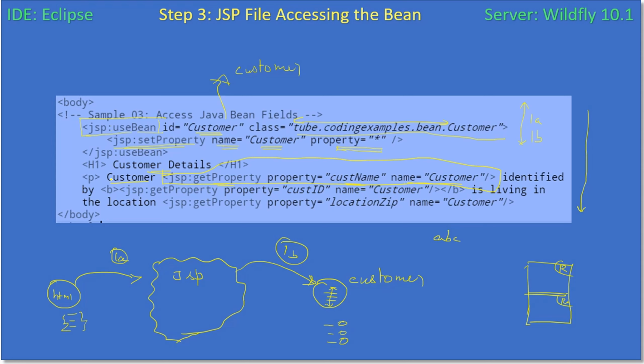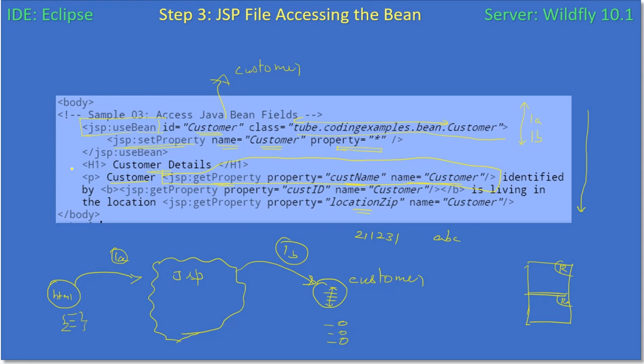So what finally we will get, this is inside the P tag, right? Customer ABC identified by, then we are reading the second property from the same bean class. JSP getProperty, property name customer ID, name customer is living in the location. JSP getProperty from bean customer. The property I want to access is location zip. That's all. So it's living in location some zip number, say 211231. That's the zip number, let's say.